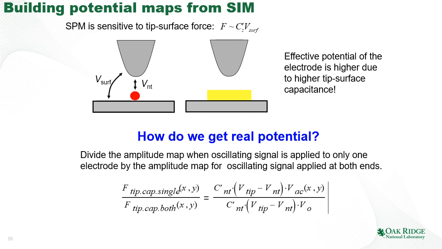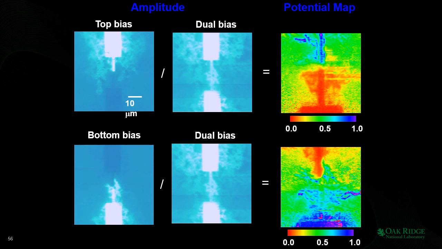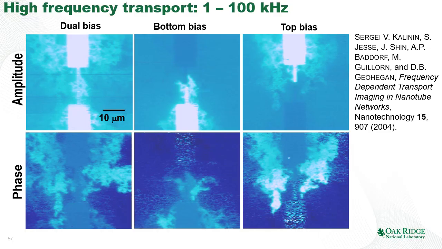It turns out that if I want to compensate for these capacitive effects, I just need to play with the biasing procedure. So I need to bias both top and bottom electrode and use it as the calibration factor. And once I do that, I can get quantitative maps of the potential distribution from the top bias electrode and dual bias electrode system. And this is an example of how these behaviors look.